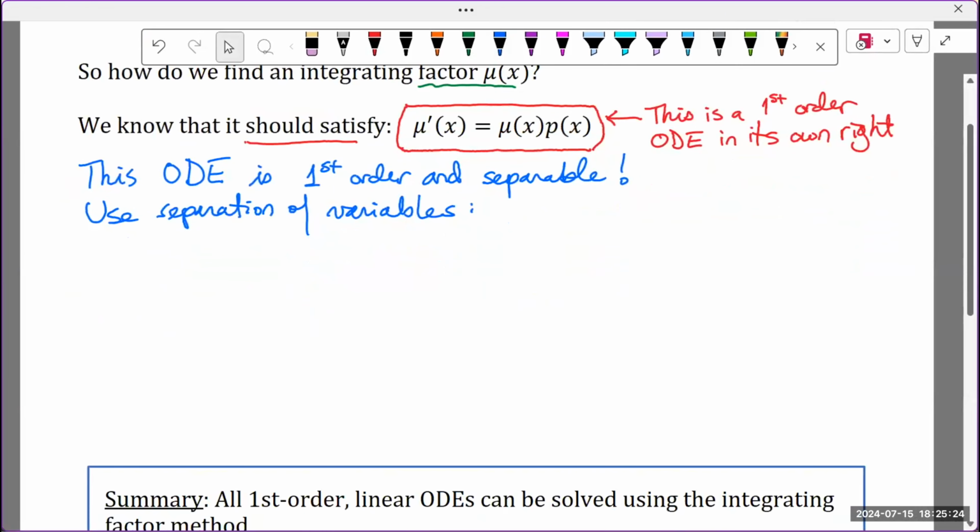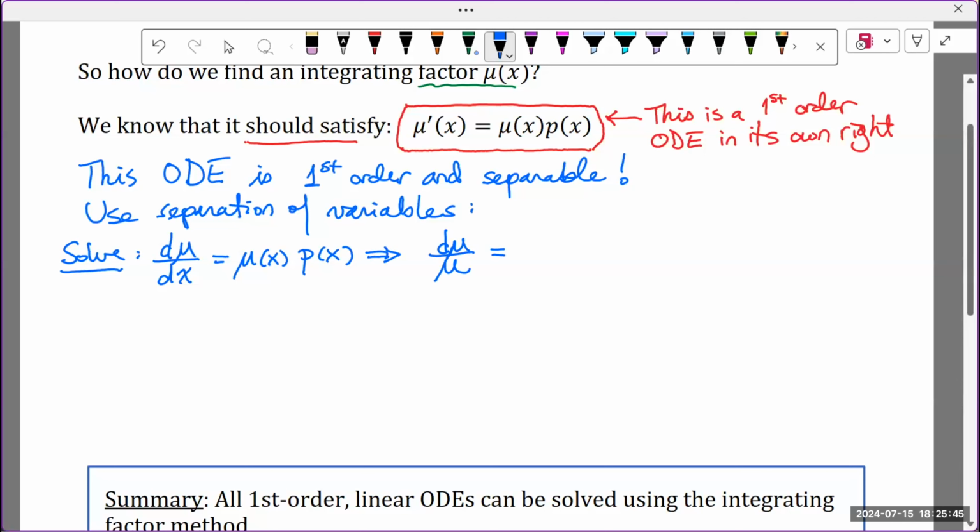Okay, let's practice. Let's solve this. So I'm going to solve for my mu. I'm going to let d mu dx equal mu times p. That's our requirement. Using separation of variables, I treat these like fractions. You remember we talked about that. So d mu over mu is p of x dx. And of course, I am now in a position to just throw integral signs around that and integrate away.